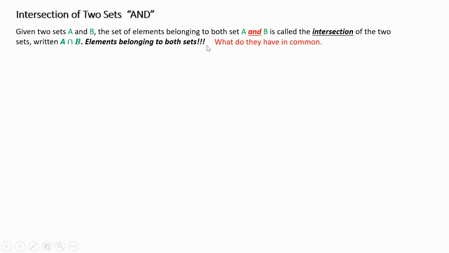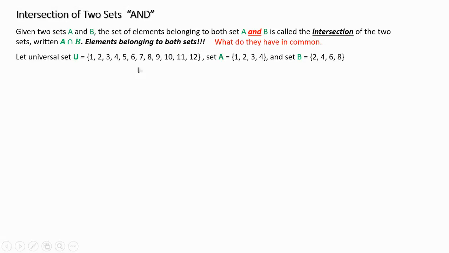But I like to say at times students have a hard time trying to understand that. So that's what I say. I try to make it an easier way. So what I tell my students is, what do they have in common? That's intersection or and.